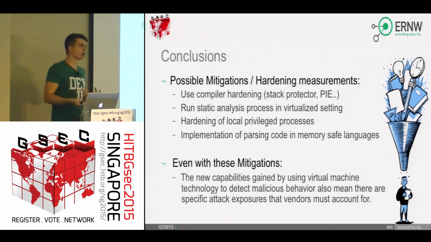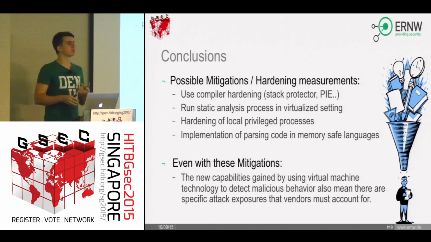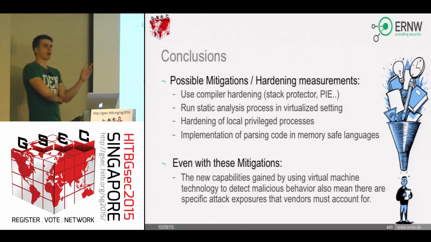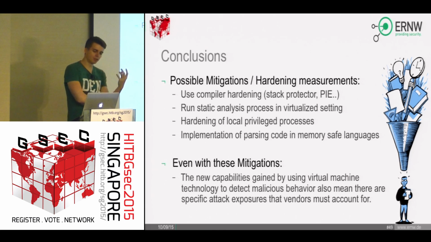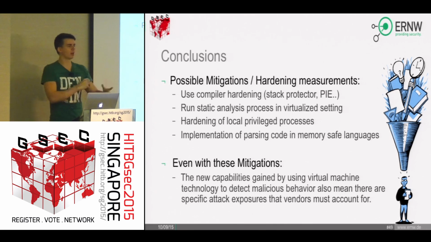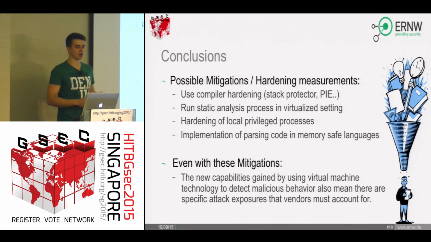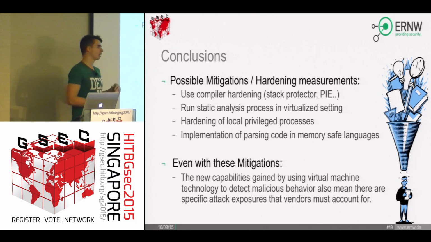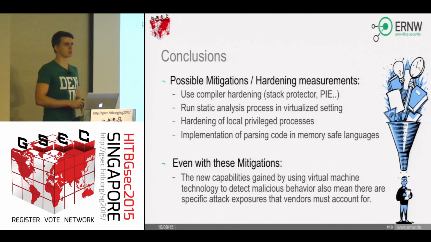If you have parsing code that parses network packets or, I don't know, file formats, then implementing it in a memory safe language would probably be a great idea. But still, even if you have all these mitigations and all these mitigations work, you still have to accept that if you use these new capabilities that you are gaining by using virtual machines to detect APT attacks and stuff, you also have a much larger attack surface or specific attack exposures that the vendor needs to keep in mind and that you as a user of this product probably also have to keep in mind.